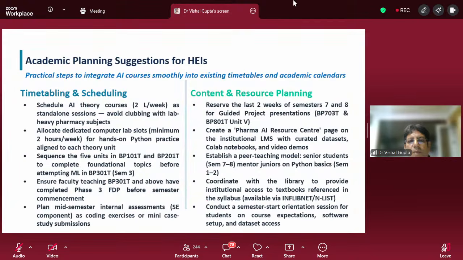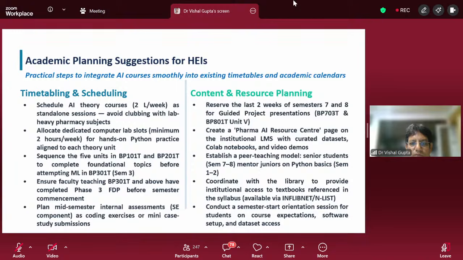How should you do the academic planning for this higher education? See, this Python, this ML, and other aspects should be taught differently. The practical steps, which with experience I'm proposing, I have given here. Schedule the classes, 2 lectures per week as standalone sessions. Have continuous 2-hour classes, don't have any breaks, and do not club with lab-heavy pharmacy subjects. Have a unique time for it. Allocate dedicated computer slots, again minimum 2 hours per week, for hands-on Python practice aligned to each theory unit.